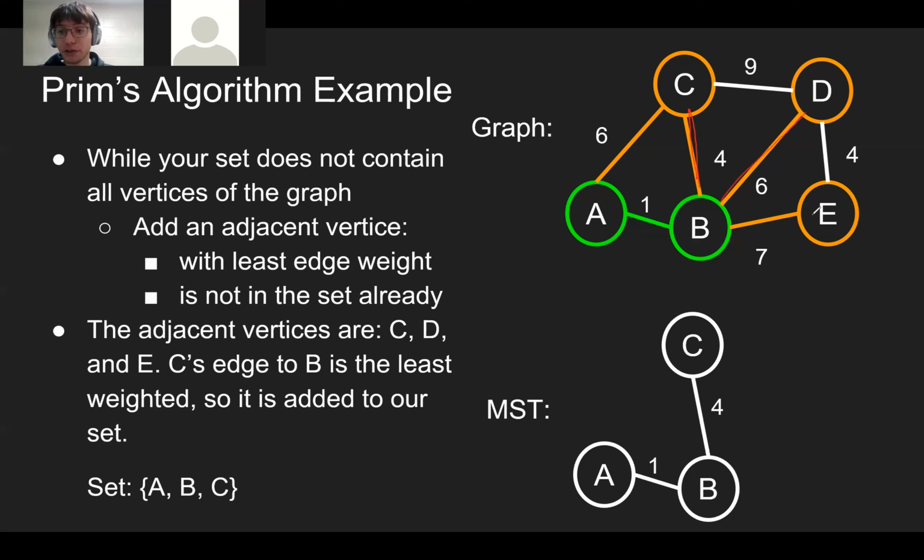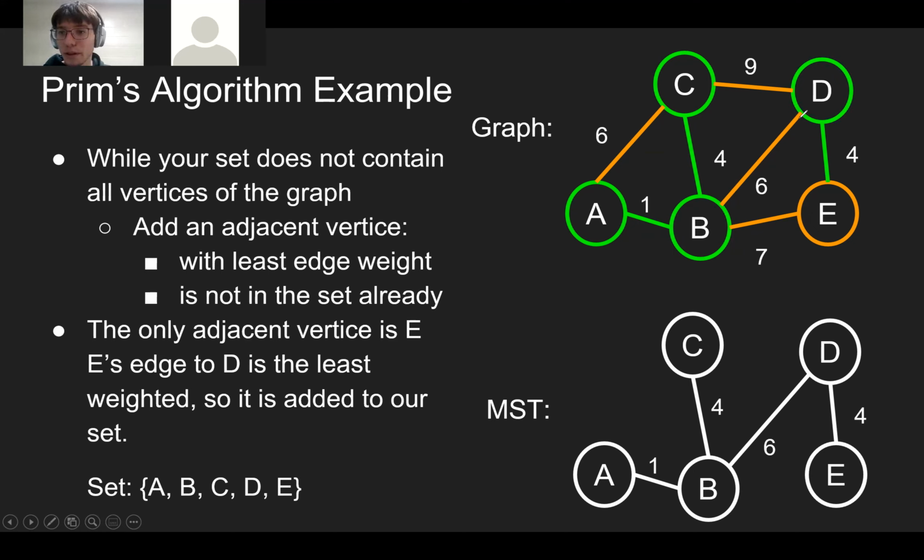This should be colored green. I don't know why it wasn't. And the last step, we're going to choose 4 because this 4 is the smallest edge that connects something that's green to something that's orange. And that's just how Prims works. It's greedy. At every step, it chooses the smallest edge weight.